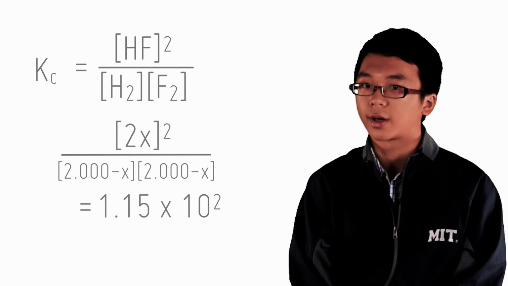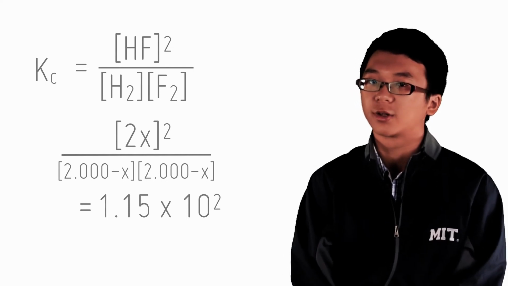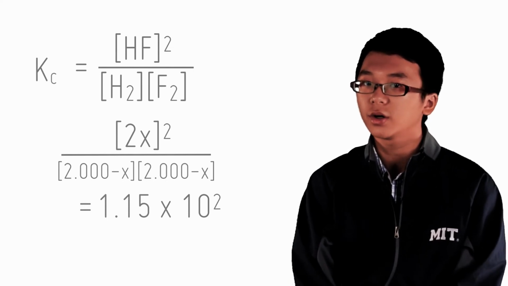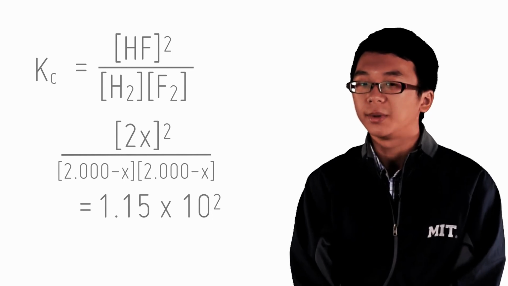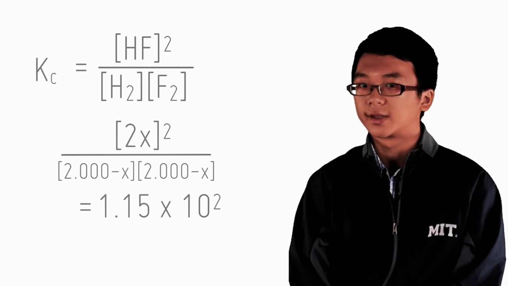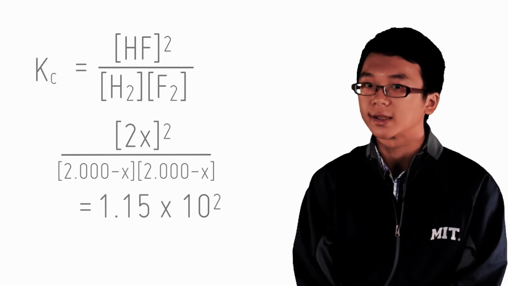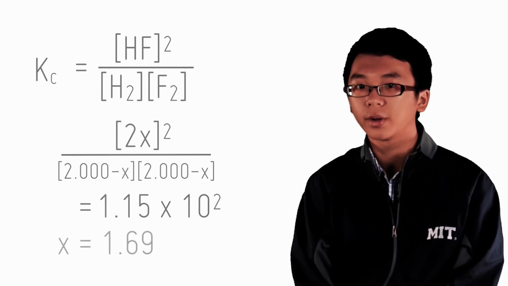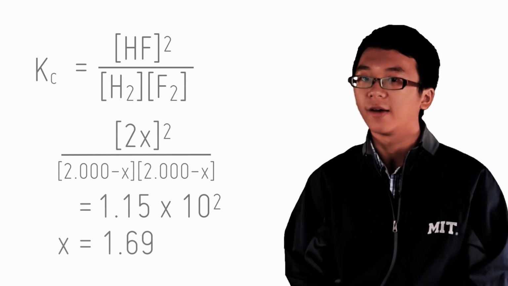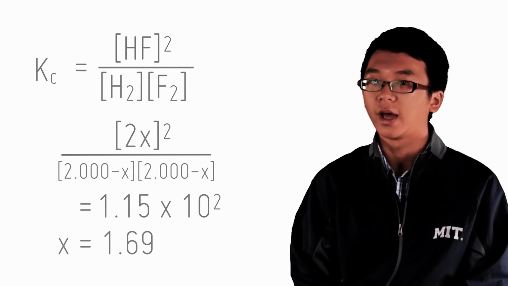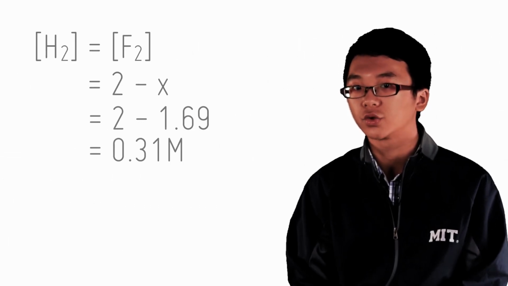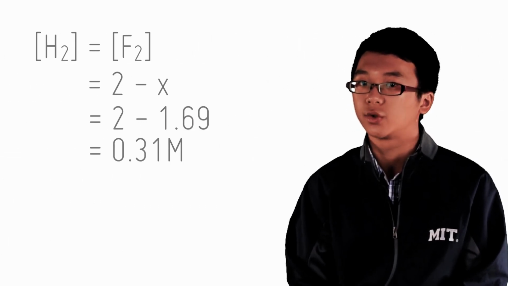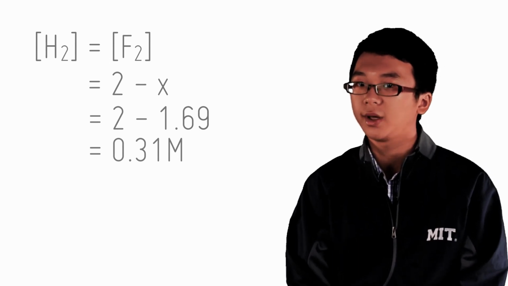Take a moment to pull out your calculator or go to Wolfram Alpha to solve for your x. Otherwise, you can always expand it and apply the quadratic formula, which we are not going to do. Please use a calculator. And after some mathemagic, x is 1.69. So we can now find the equilibrium concentrations of H2, F2, and HF. H2 and F2's equilibrium concentration is 2 minus x, which gives us 0.31 molar. And for HF, it is 2x, which gives us 3.38 molar.